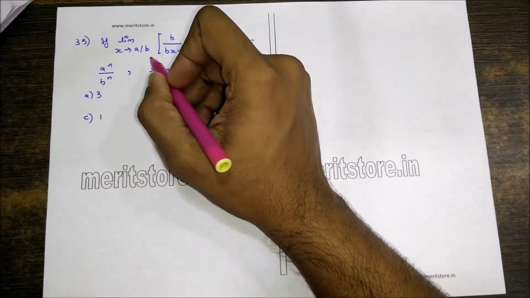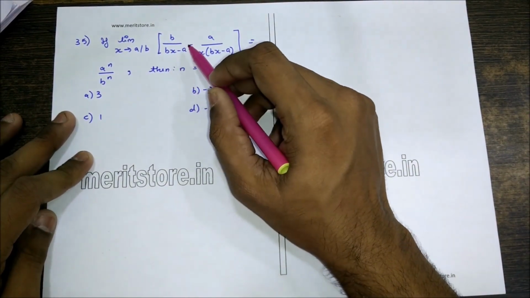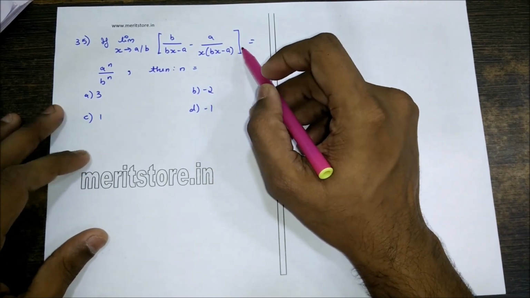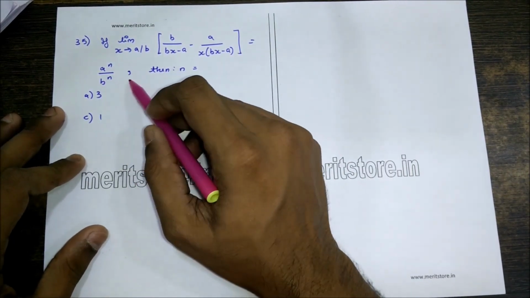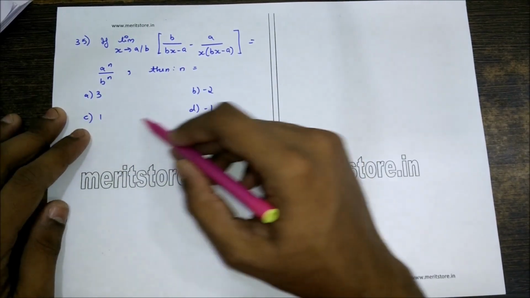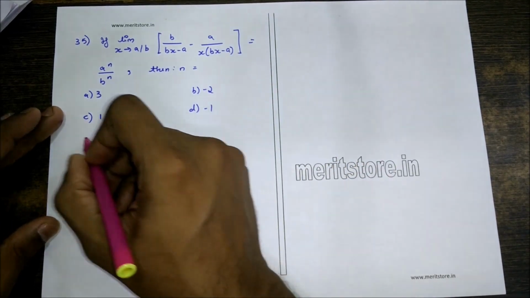If limit of x tends to a, (x^n minus a^n) upon (x minus a) gives us n a raised to n minus 1, then n is equal to: A 3, B minus 2, C 1, or D minus 1.